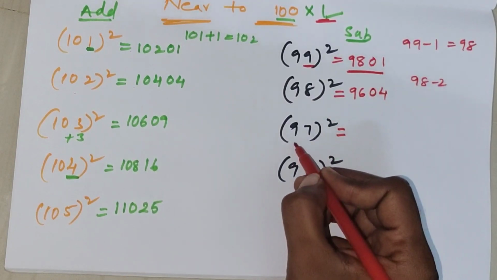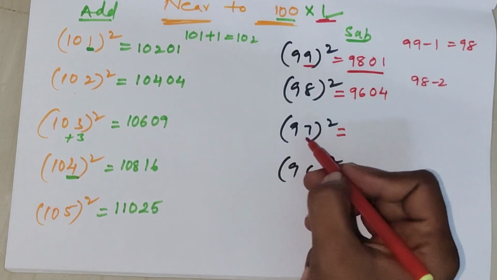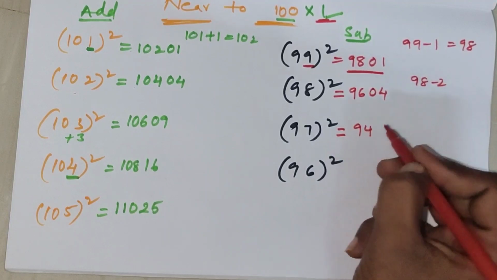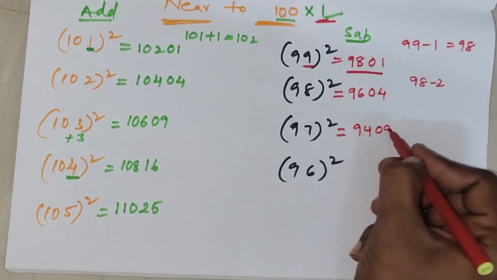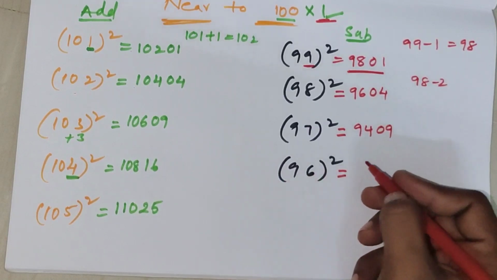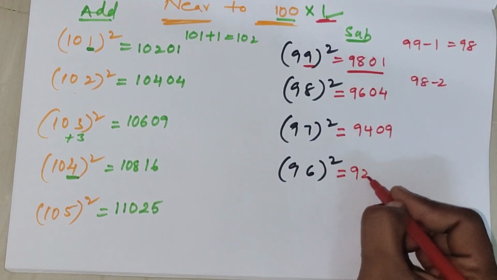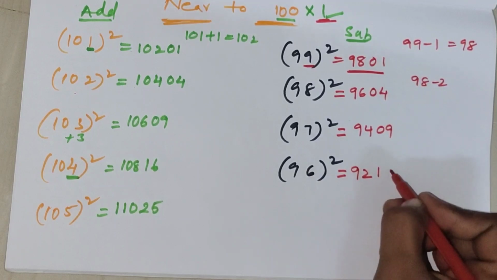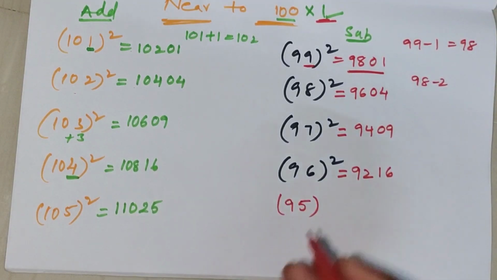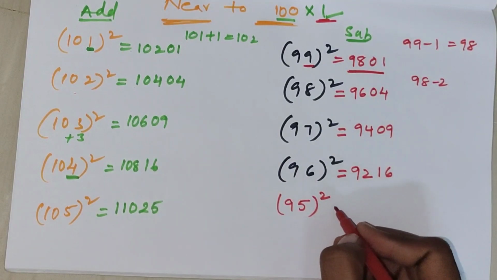Next, 97. How much less? Directly I will do here. You see, 3 less. Subtract 3 from this one. We'll get 94. And 3 square is 09. And 96. How much less? 4 less. Subtract 4, then we'll get 92. And 4 square is 16. Let us go with one more example for your understanding. 95 whole square.